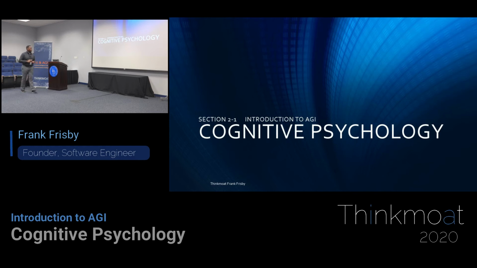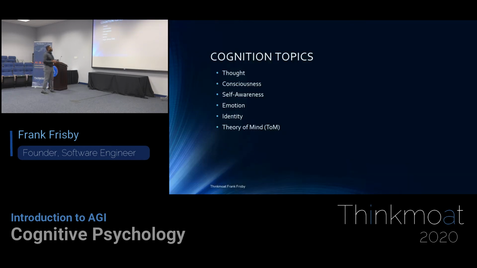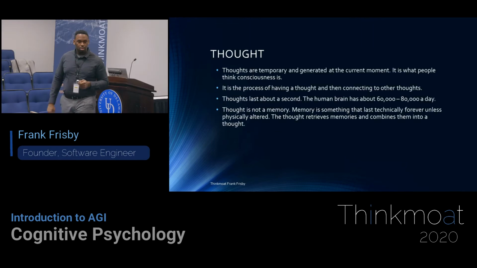All right, so some kind of psychology. All right, so we're going to get into some psychology part here: thought, consciousness, self-awareness, emotion, identity, and theory of mind.